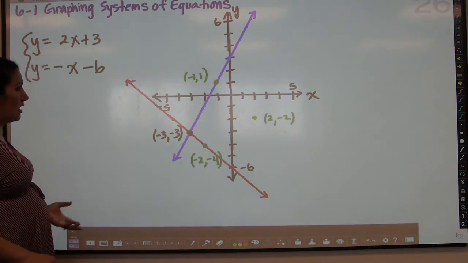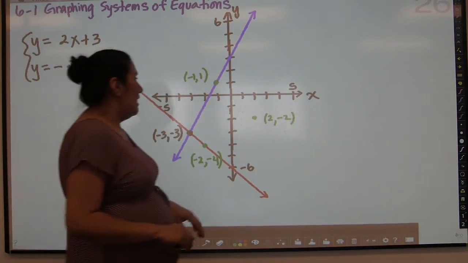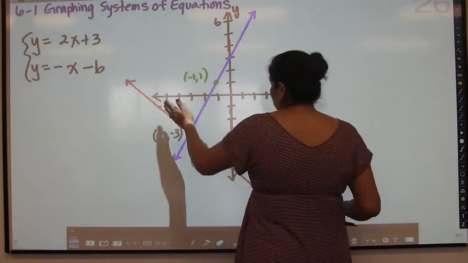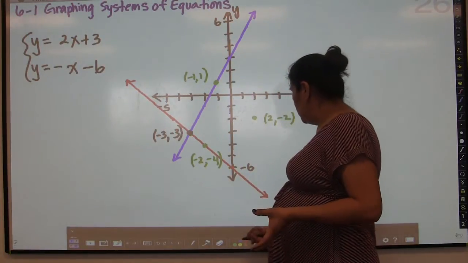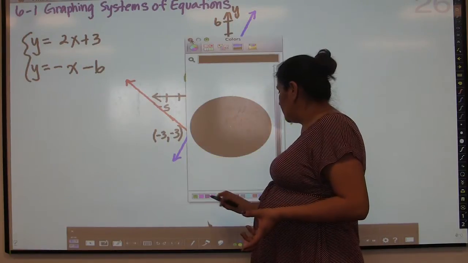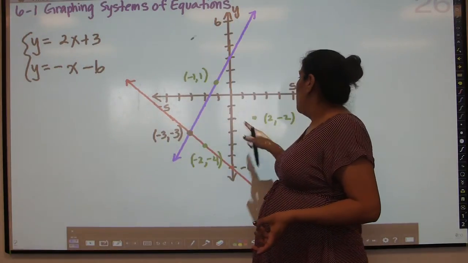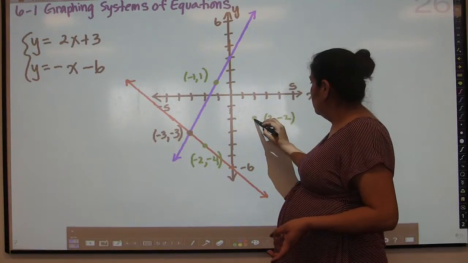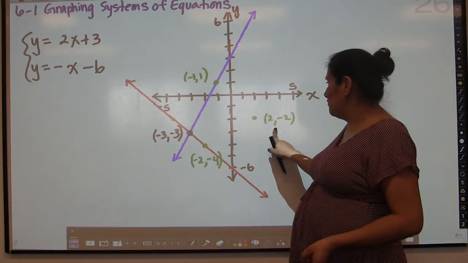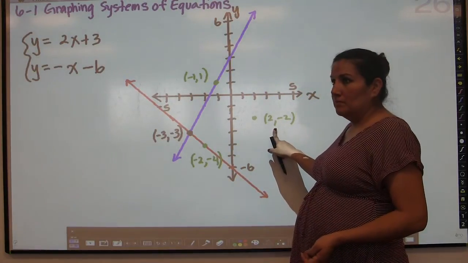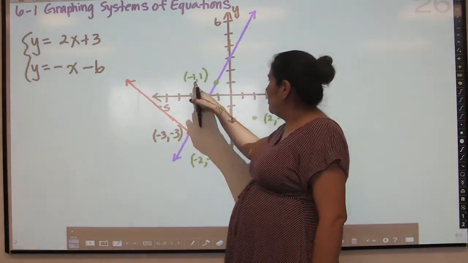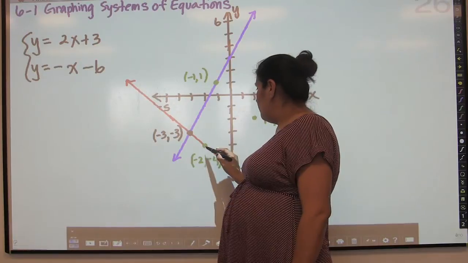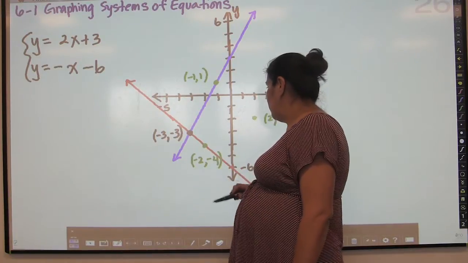So what I wanted to talk to you guys about, aside from the fact that there's a blue line and a red line, is these other dots on the graph that are in green. This point is positive 2, negative 2. This point here is negative 1, positive 1. And then this point here is negative 2, negative 4.